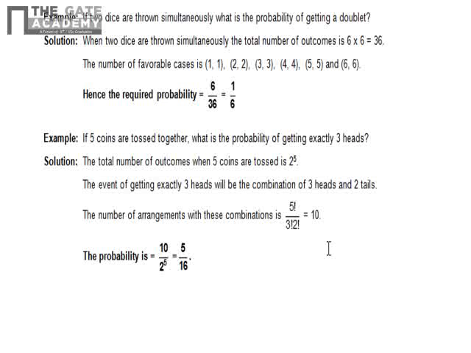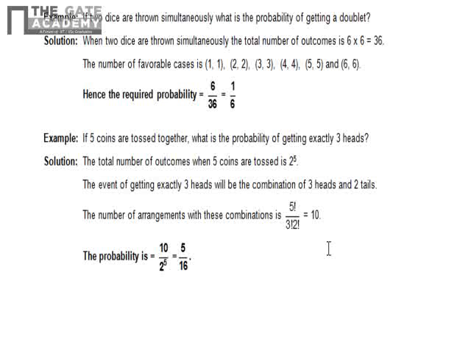So you know that the sample space is 36 in the case of two dice. The doublets are 1 1, 2 2, 3 3, 4 4, 5 5, 6 6. The number of favorable outcomes is equal to 6. So the required probability will be 6 upon 36, that is 1 by 6. Now we'll see the next example.